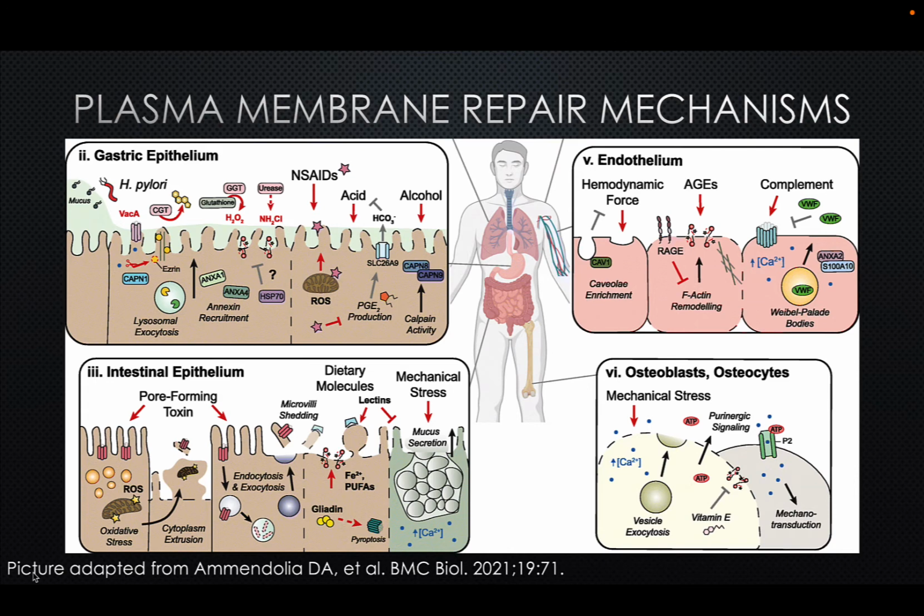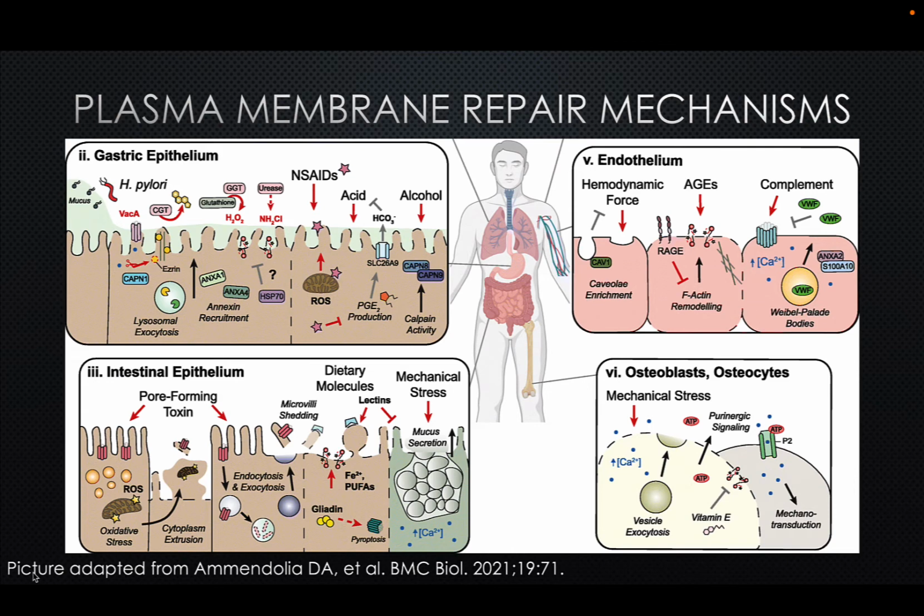Now let's apply these damage and repair mechanisms to 4 different tissues across the body. In this image, you'll see a variety of red arrows. These represent sources of plasma membrane damage, while black arrows denote repair pathways, and gray arrows are indicative of forms of cellular resistance to damage.